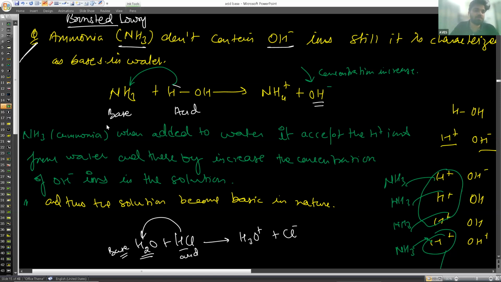From water, and thereby increases the concentration of OH negative ion. Why? Because you see that if the H plus ion is being accepted, then the OH negative ion will increase. Okay, why? Let me explain. Why does ammonia behave like a base when added to water? It does not have any H plus ions. So let me explain.